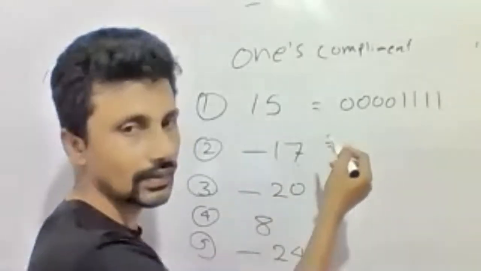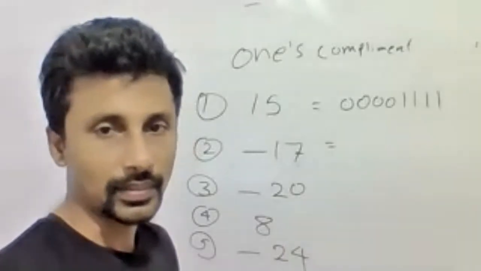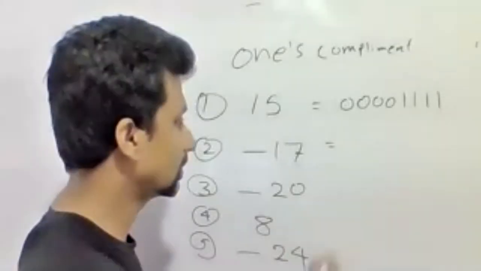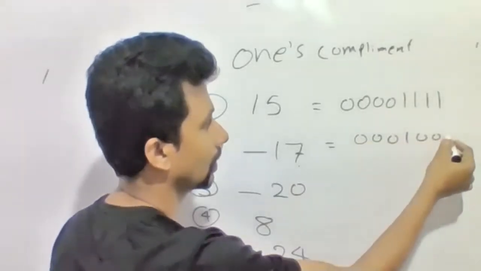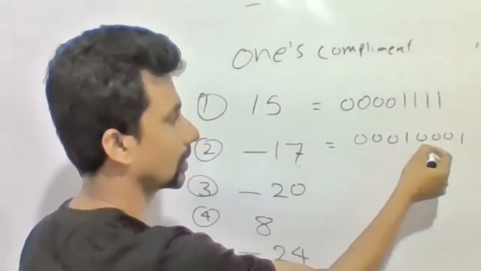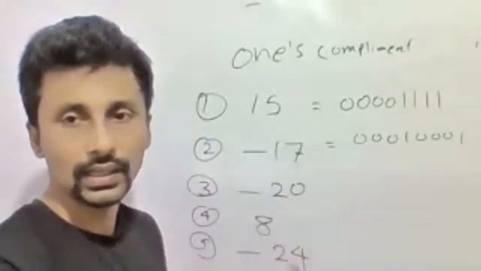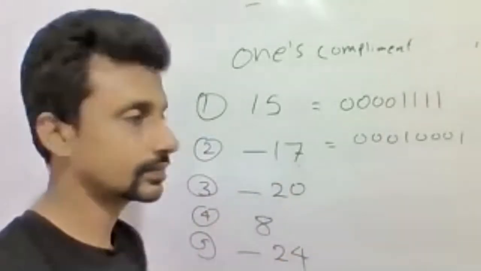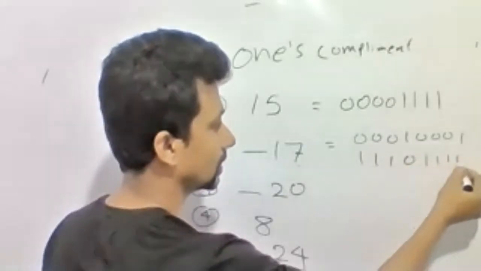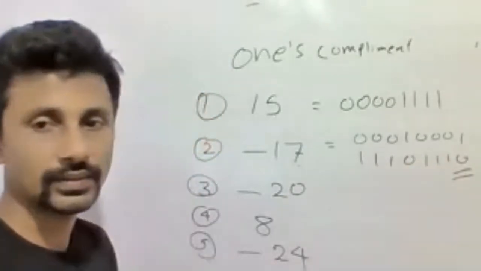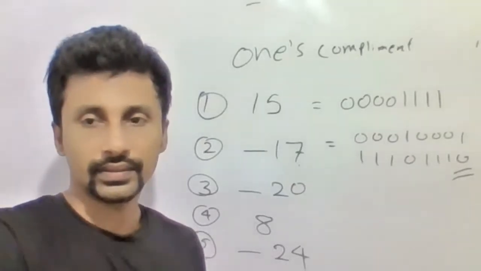17. I will write the positive value first. No need to write the positive value, but I wrote it so that you can understand. Now you have to flip the bits: 1 1 1 0 1 1 1 0. So this is the answer. Harshada, did you understand that?